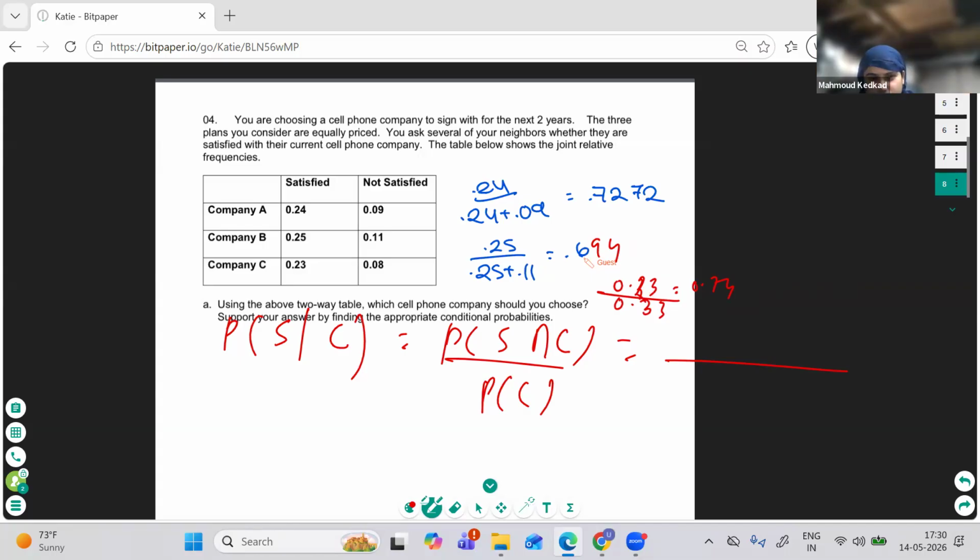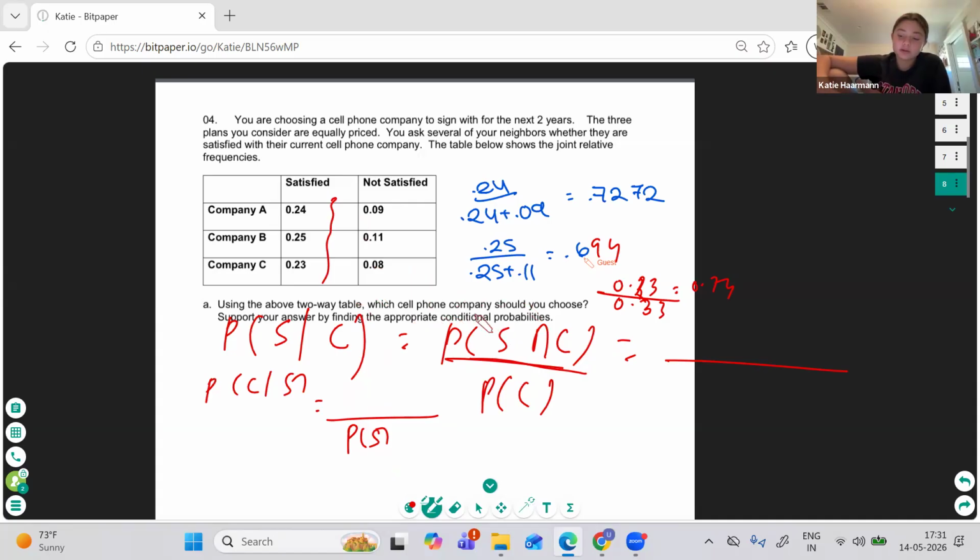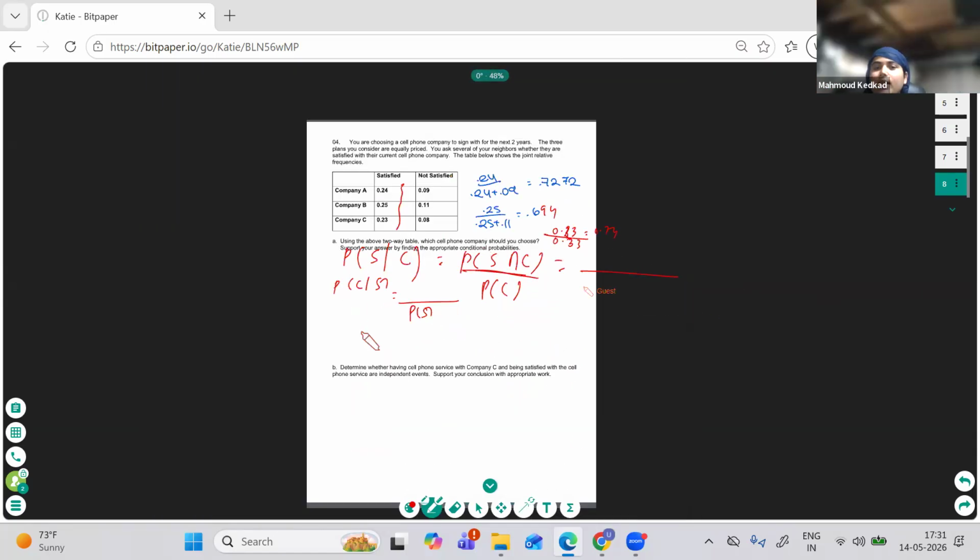from a company, maybe A, B, or C, given they're satisfied, would it be the same thing? Wouldn't you do the company over the satisfied? Yes, exactly. So then the denominator, the whole thing changes. Now this becomes probability of company given satisfied. The numerator would still be the same because that's the intersection part. C intersection S and S intersection C mean the same thing. But it's the denominator that would change. The probability of satisfied would be you adding all of this up, 0.24, 0.25, 0.23. So be very careful of what's being asked. If it says given something has happened, then that goes in the denominator, so you need to add the probability of that particular thing. Okay, so you pick C.